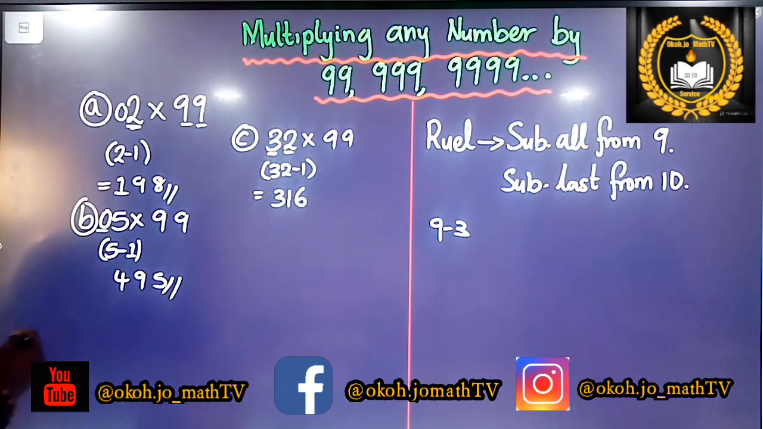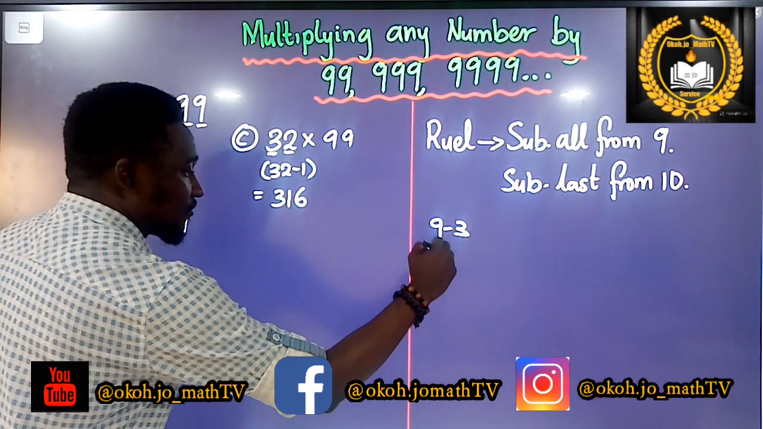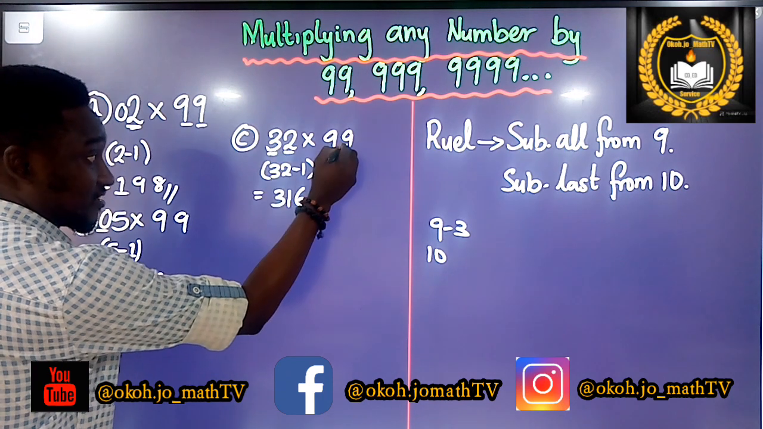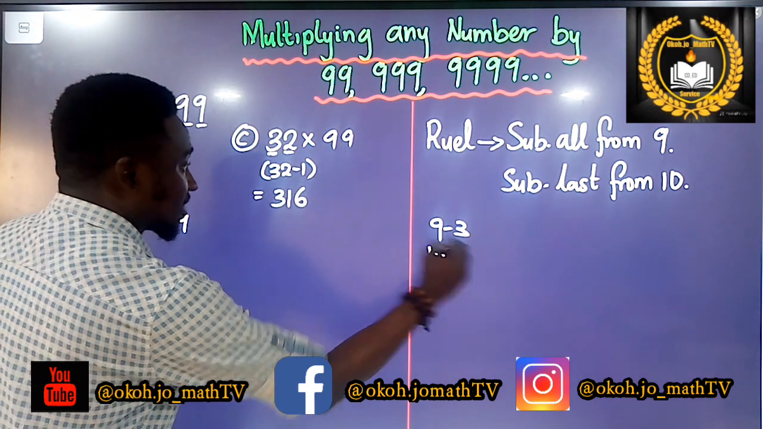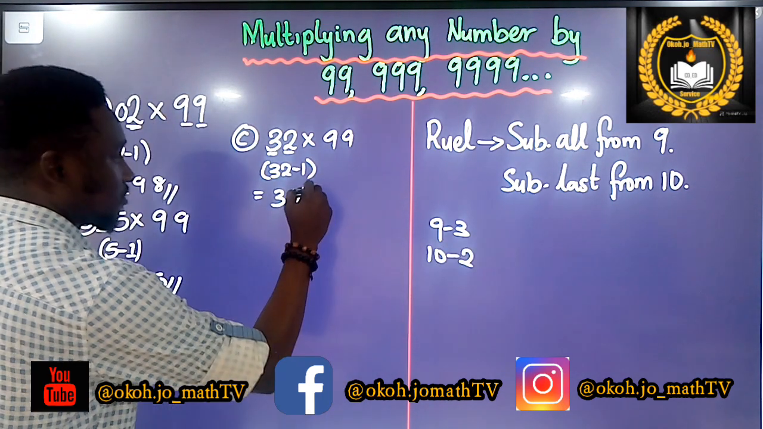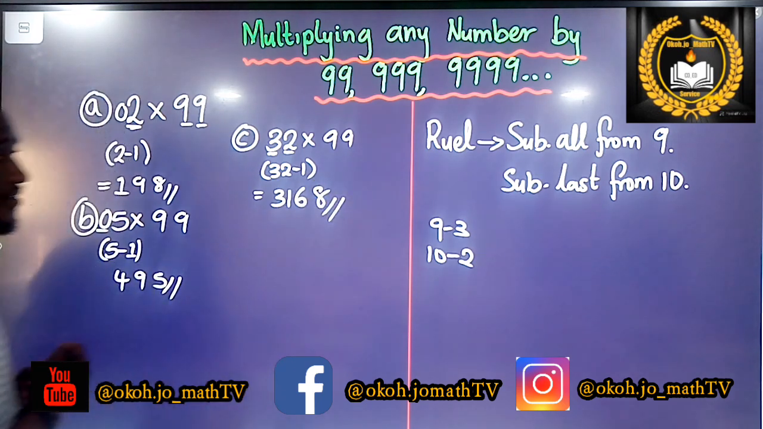Since it's the second digit, what should we do? We are taking it away from, second and last digits, mind you, taking it away from 10. So 10 minus 2 is 8. And this is our final answer.